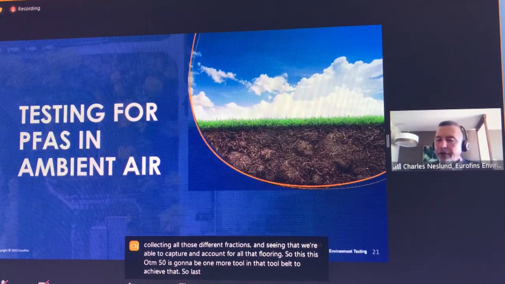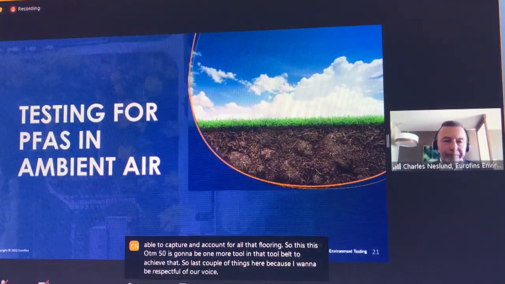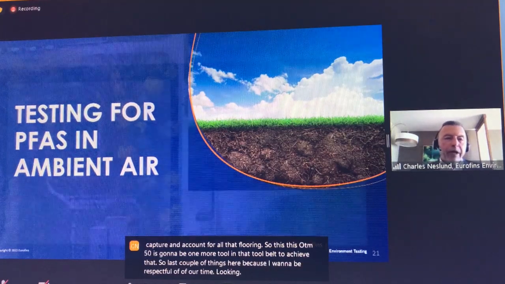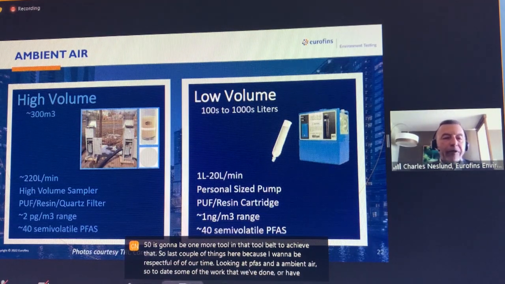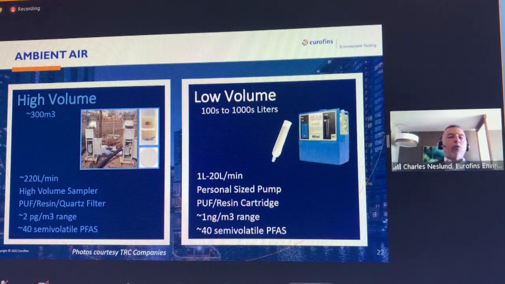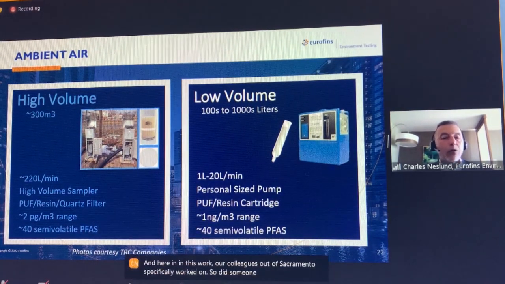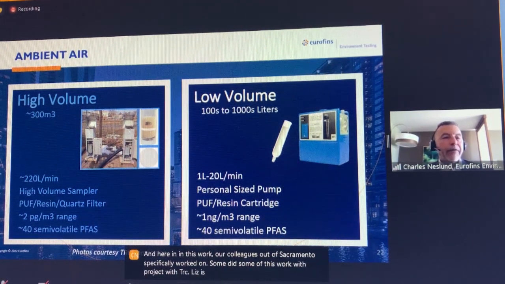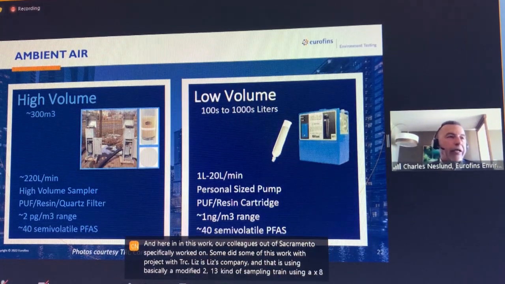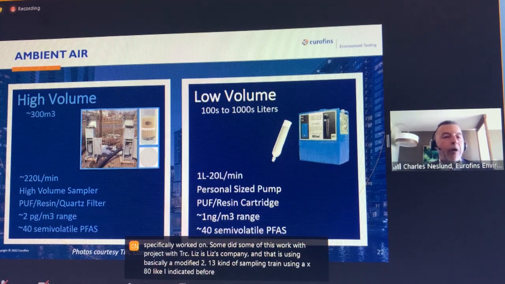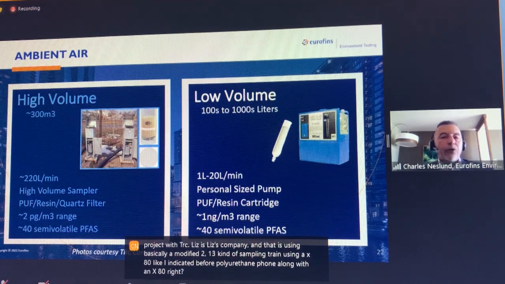So the last couple things here, because I want to be respectful of our time, looking at PFAS in ambient air. To date, some of the work that has been done, our colleagues out of Sacramento specifically did some of this work with a project with TRC, Liz's company, using a modified TO13 kind of sampling train, using polyurethane foam along with an XAD resin, like I indicated before, and then doing some sampling.